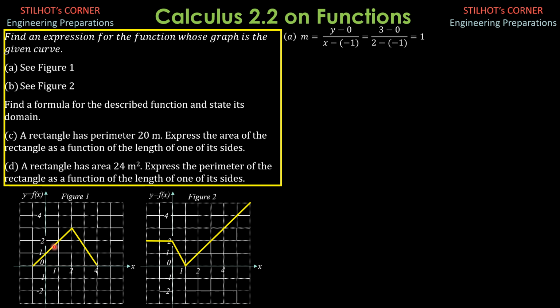So y minus y of this point, which is 0, all over x minus x of this point, -1, equals y of this point, which is 3, minus y of this point, 0, so 3 minus 0, all over x of this point, which is 2, minus x of this point, -1, so 2 minus -1, and 3 over 3 is 1. Therefore y is 1 times x plus 1. So y is x plus 1.